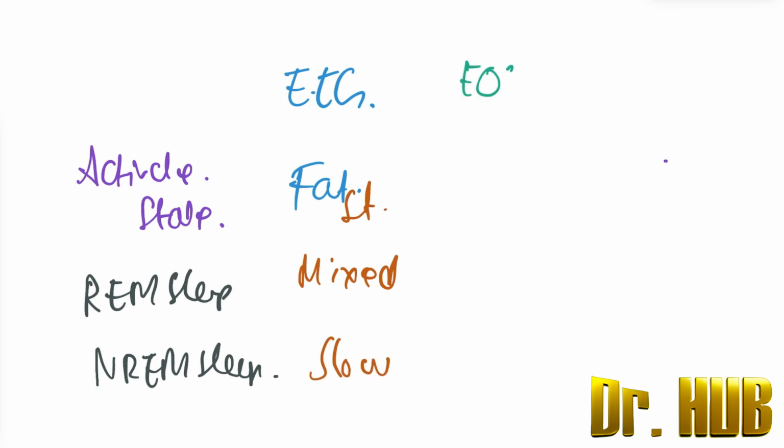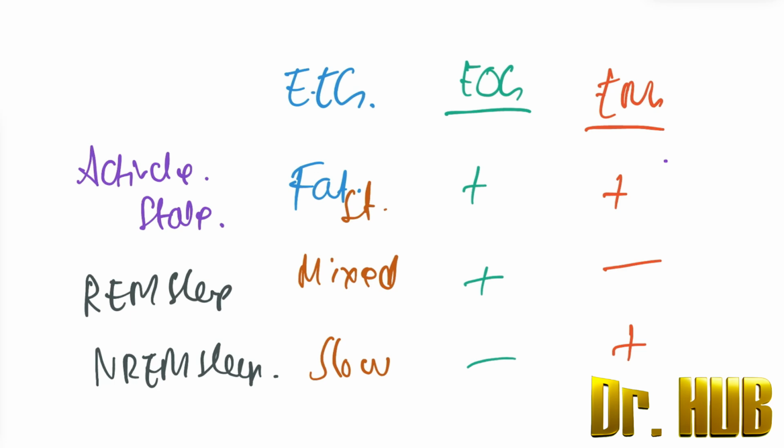Next we look at the EOG. EOG means the active state is plus, the REM sleep is plus, and the NREM sleep is negative. Next we move on to the EMG. EMG means the active state is plus, the NREM sleep is plus, and the REM sleep is negative. The only negative for EOG is the NREM sleep. So in NREM sleep there is no EOG; the EOG is negative.